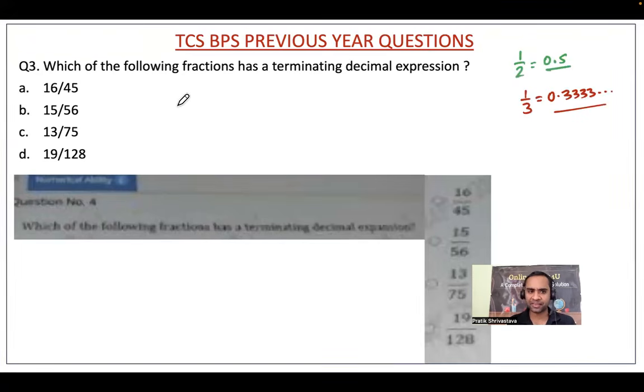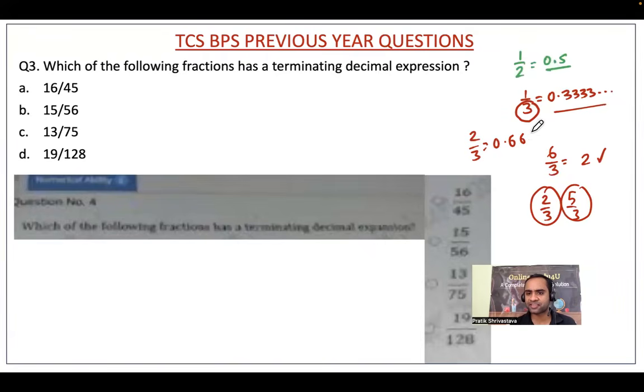So what they're asking is which of the following fractions has a terminating decimal expression. Friends, always remember, if you have 3 in the bottom and you are not able to cancel it, see, if it is 6 by 3, then it is 2, no problem. But if it is 5 by 3, or 2 by 3, if it is not divisible by 3, then that will not be terminating, right? See, 2 by 3 will be 0.6666, so it will not be terminating.